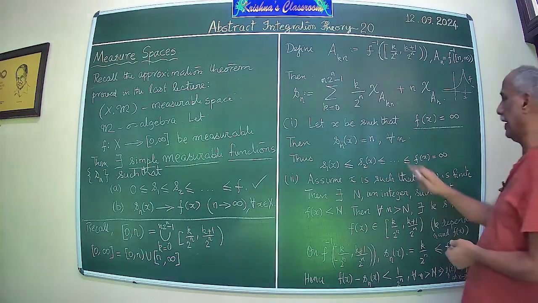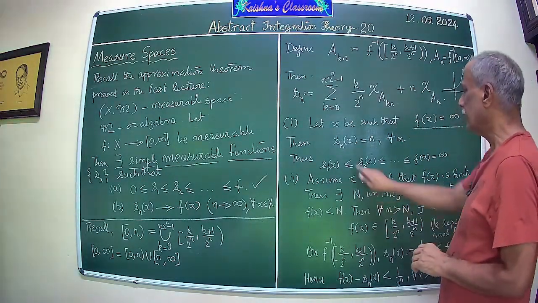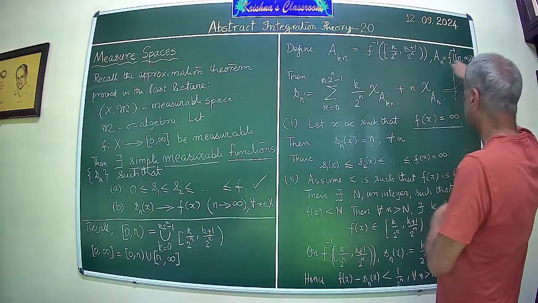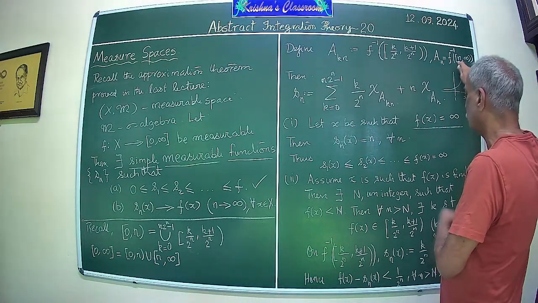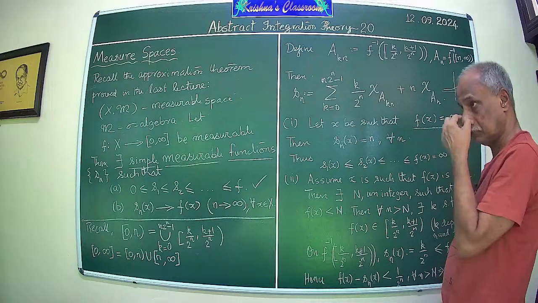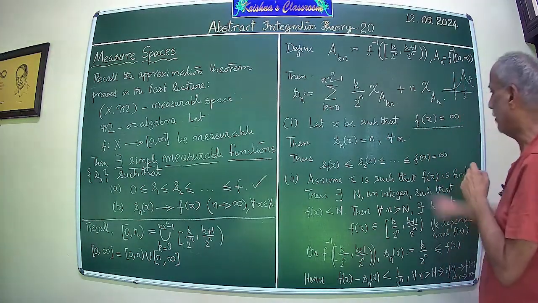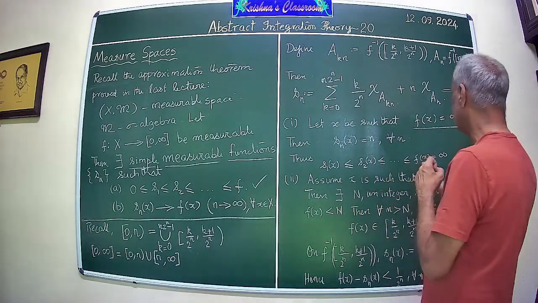Suppose x is such that f(x) equals infinity. Then you see that Sn(x), by definition, on this part, you have the value of Sn(x) taken as n. Recall the construction, for every n. Therefore, what you get, this sequence is fine.